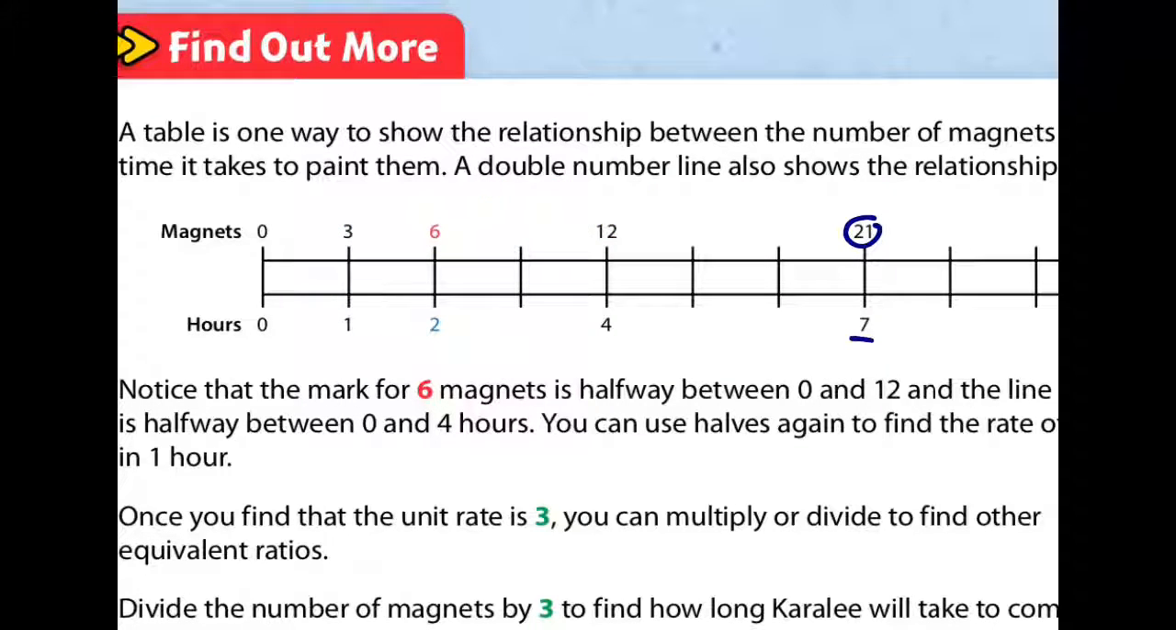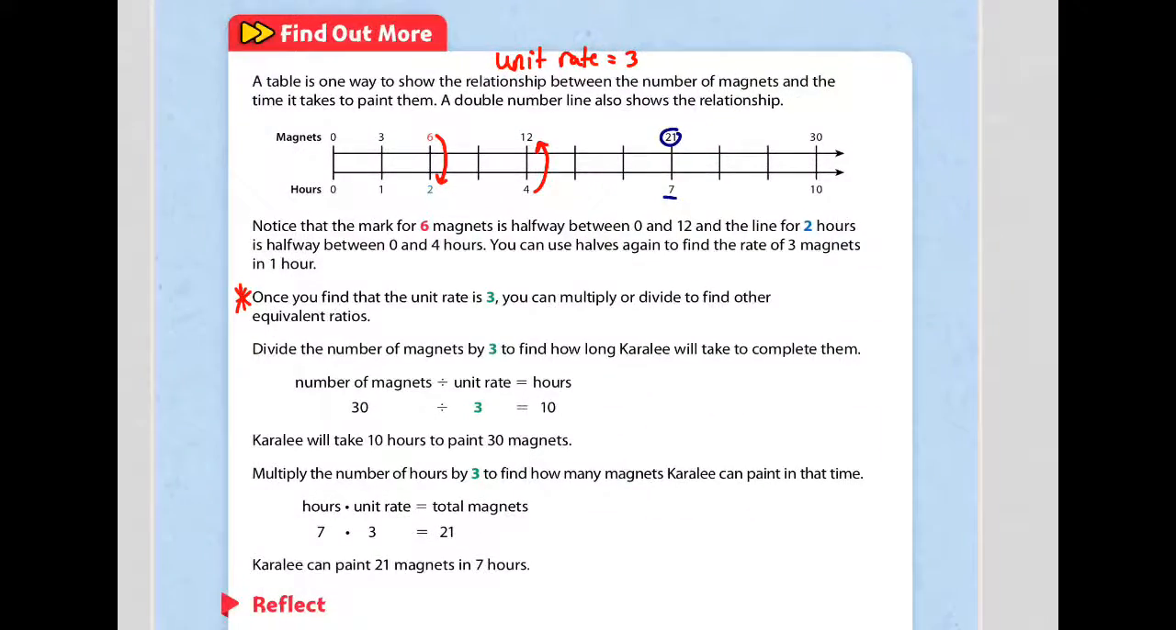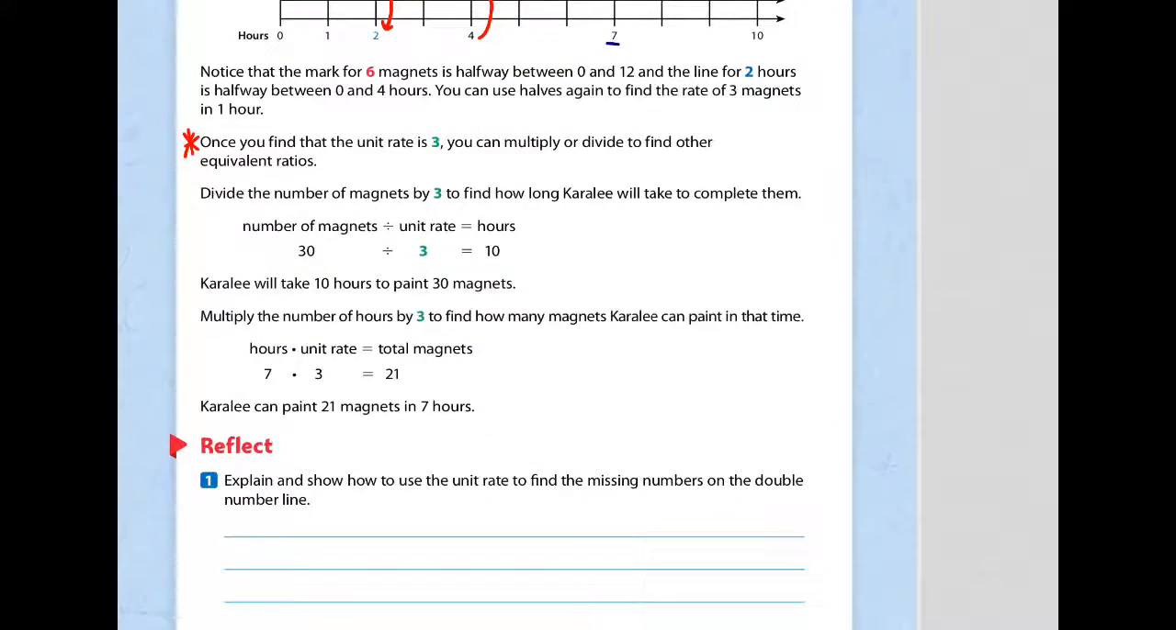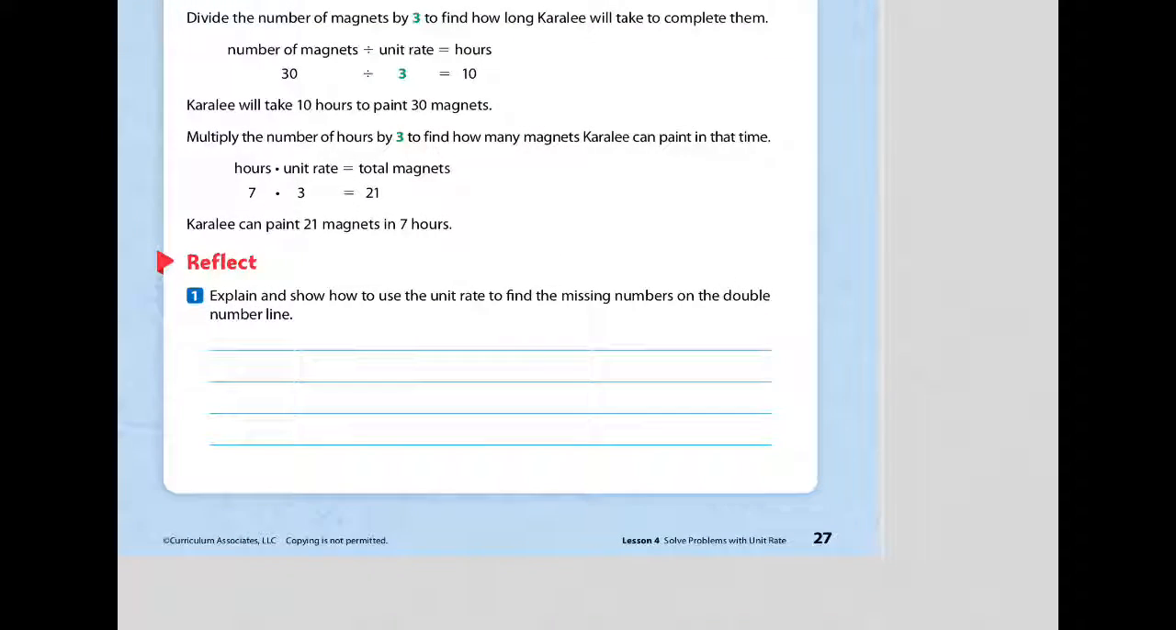Let me erase some of this slop. The unit rate is 3. Once you find that, you can divide this number by 3 to get the bottom number, or you can multiply the bottom number by 3 to get the top number. That's how important the unit rate is. All right, now, let's go down to reflect.